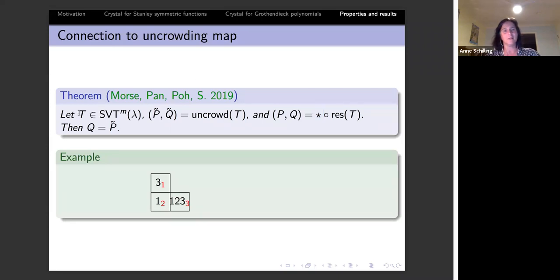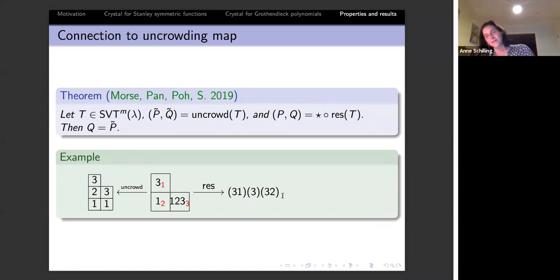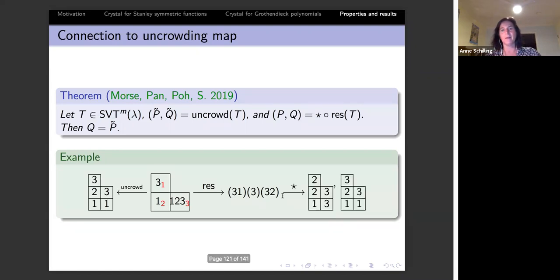So start with a set-valued tableau. Here's my set-valued tableau. Then you can do the uncrowding, and we get this tableau. Or you can first do the residue map, and you get a decreasing factorization. Now you do the star insertion. Remember, the recording tableau of the star insertion also gives you a semi-standard tableau, and the claim is that the recording tableau here will be equal to the uncrowding tableau. So that's the second result.